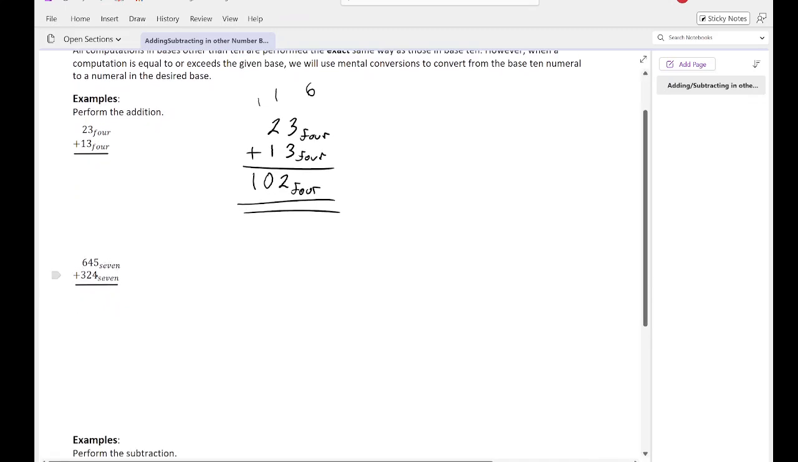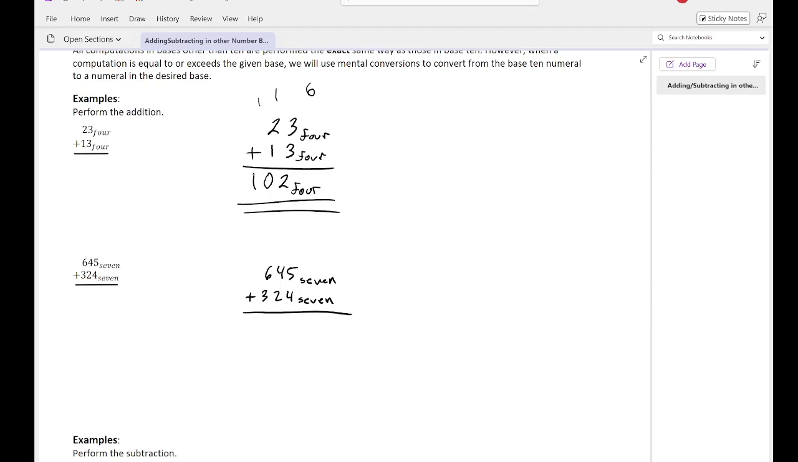645 base 7 plus 324 base 7. Could you actually write the numbers out as 7 or 4 or whatnot? Yes. But is it likely that you're going to confuse it for part of the number? Exactly. So I leave it as written out form. So again, we're going to do our math. 4 plus 5, or 5 plus 4 is 9. But 9 exceeds 7 by 2. And 7 can go into 9 one time, so 1.